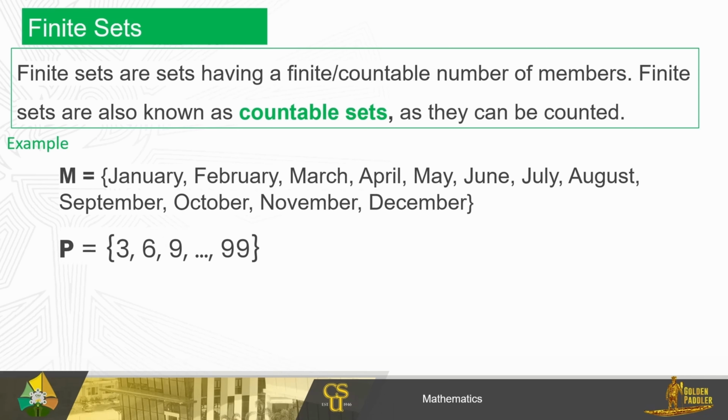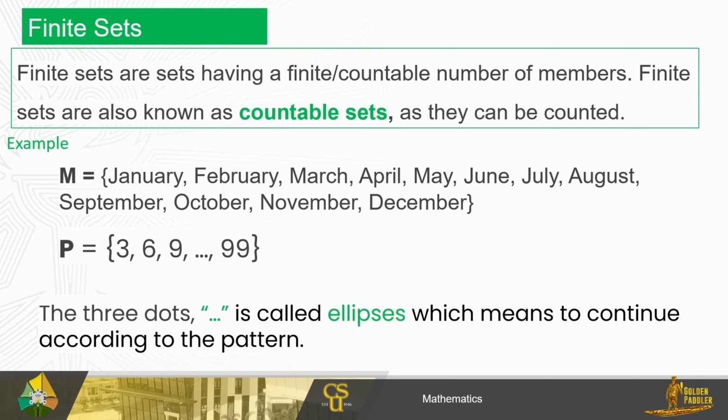Another example I have here, a set P containing 3, 6, 9, and the 3 dots, which means ellipsis, and then just continue according to the pattern. So again, you have 3, 6, 9, 12, 15, and so on. Just continue according to the pattern and end with 99. So again, these are examples of a finite set.